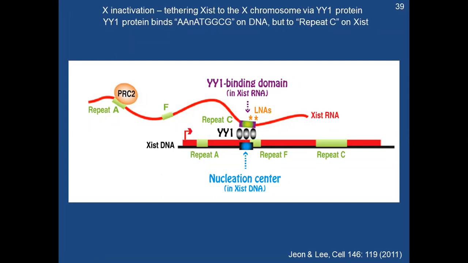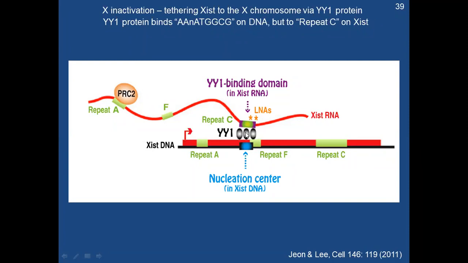Do you have any questions here? So YY1 recognizes what specifically on the Xist DNA? Like by Xist DNA, what do you mean by Xist DNA? It recognizes the sequence from where Xist DNA is transcribed. This is the Xist gene here shown with different repeats, etc. There's a particular sequence here to which the YY1 proteins bind.